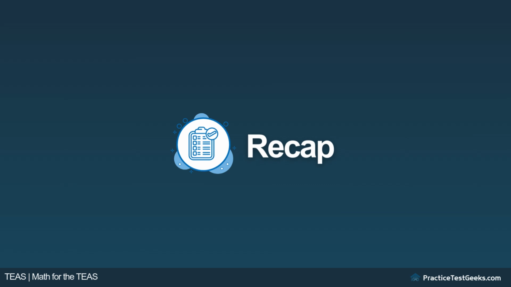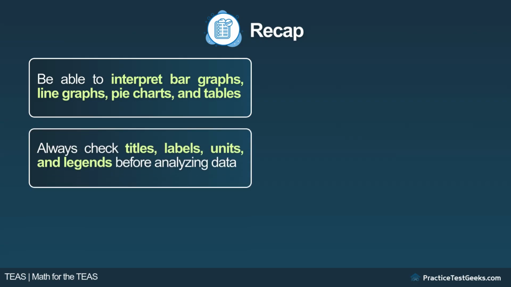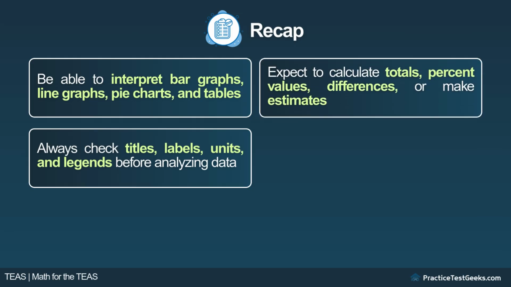Let's wrap up this lesson with the key takeaways you'll need on test day. First, be comfortable reading and interpreting all types of visuals. That includes bar graphs, line graphs, pie charts, and data tables. Next, always start by checking the basics: titles, axis labels, units of measurement, and any legends. These guide your entire understanding of the data. You'll often need to calculate totals, find percent values, identify differences, or make visual estimates. So be ready for simple math mixed into the visuals.